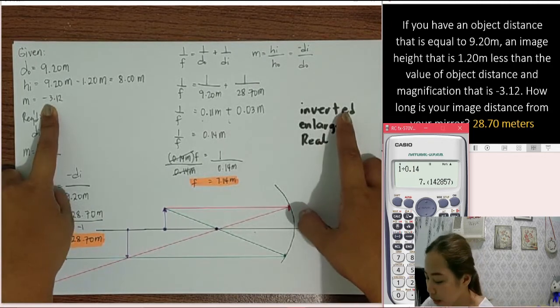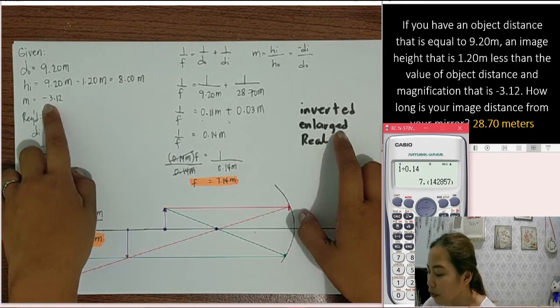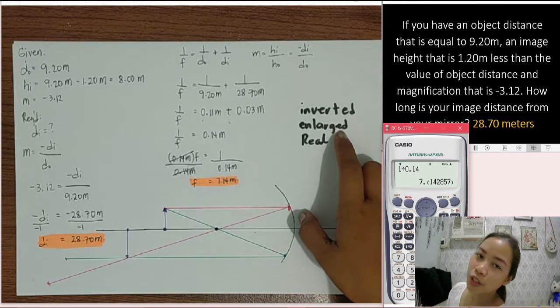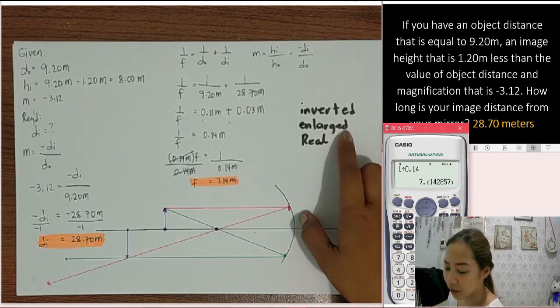Next, the value of the magnification is negative 3.12. Now, in order for us to determine whether the image is enlarged or reduced, we are going to take a look at its absolute value. So the absolute value is 3.12 and that is greater than 1. So therefore, our image is enlarged.